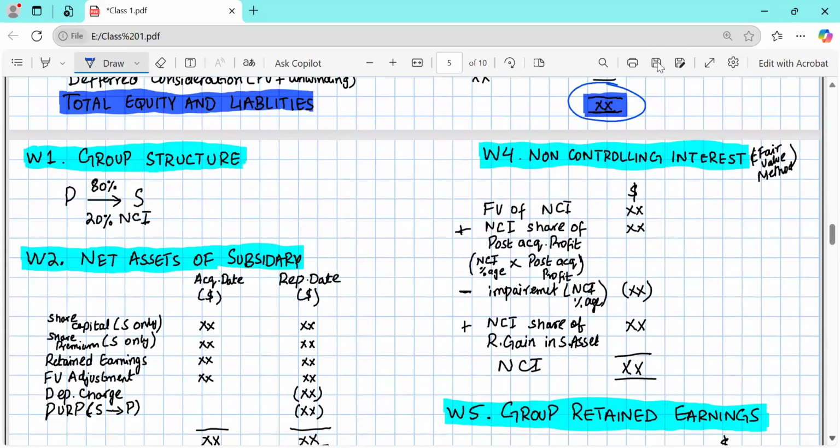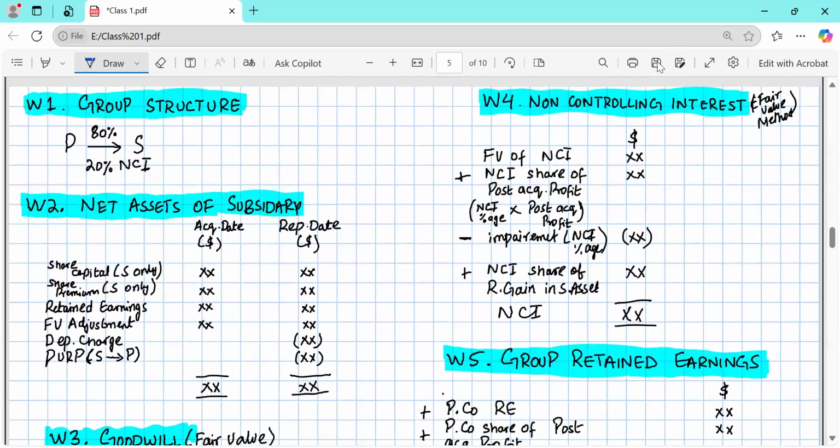Now comes the workings that you need to prepare. If the examiner asks you in a long question to prepare the consolidated statement of financial position, the first thing you need to do is prepare all of these workings. This is why students are comfortable, or they always pray that they get the consolidation question in the exam, because you know how to approach the answer. In the individual financial statement, there are different types of standards.